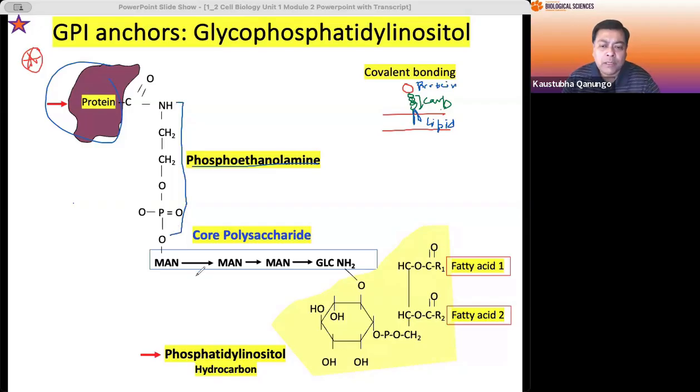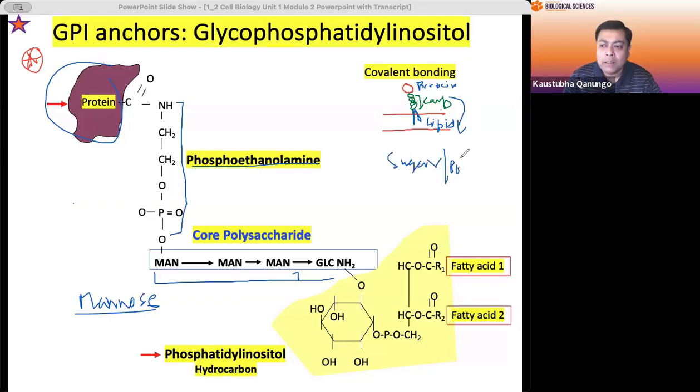And this phosphoethanolamine is connected to three mannose. These are mannose. Remember that? These are your carbohydrate. These are your sugars. So all the different names for the carbohydrates can be used. This could be sugars. This could be polysaccharides. Just remember that all the different names that we represent with that: sugar, polysaccharide, carbohydrates.